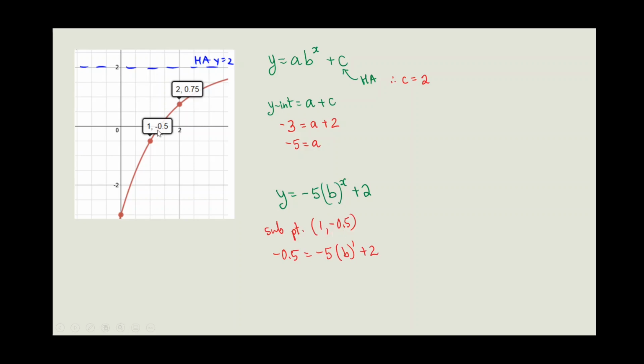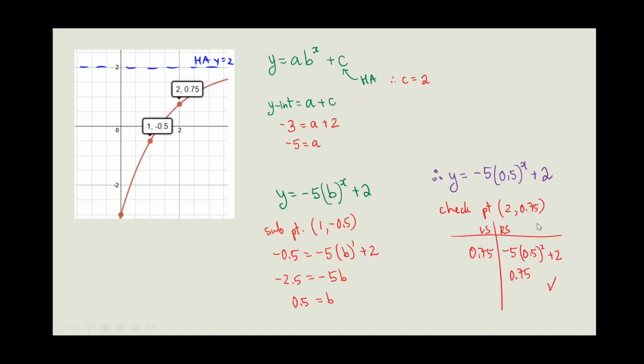I use this one over here. And so 1 goes for the exponent, negative 0.5 goes for the y, and subtracting 2 from both sides, dividing by negative 5, gives me the b. And so here's the model, and do the check that it actually works with another point that's provided. So I kind of went from hardest to middle to easiest here, and I hope that kind of helps you, that there's certain shortcuts you can watch out for, but if you're stuck, work with 3 equations, 3 unknowns, it will get the job done.